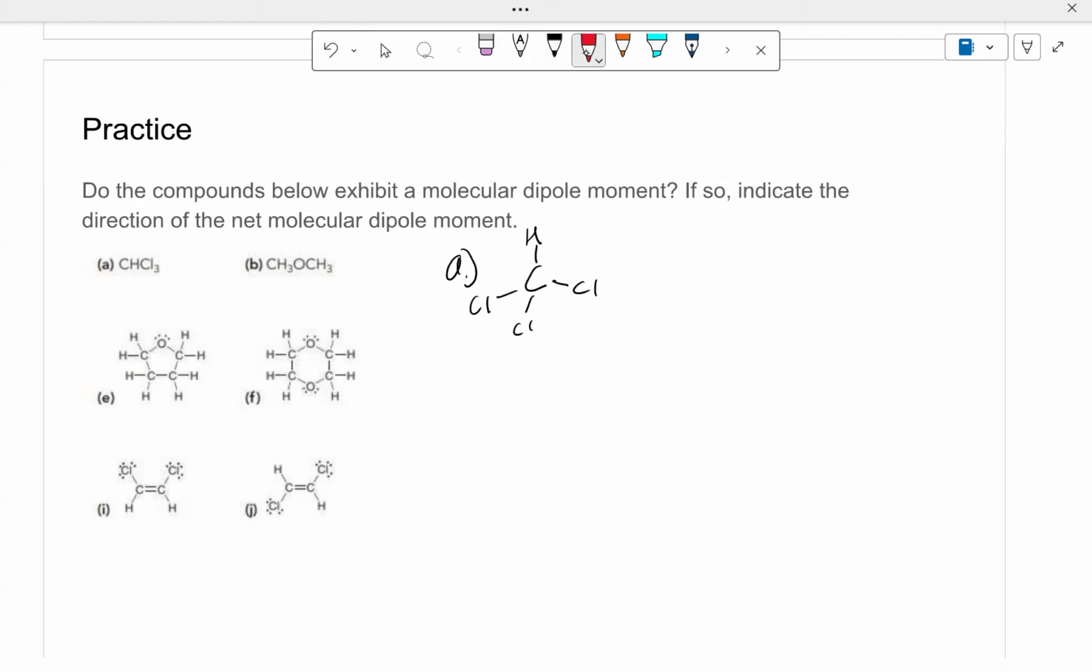And carbon-hydrogen bond, yes, there is a slight difference in electronegativity, but we don't really count that as polar. It is nowhere near as polar as a carbon-chlorine bond. So those three arrows do not cancel each other out. In fact, if we're going to draw a net direction of polarity, we might draw it something like this. But there's a net direction of polarity for letter A.